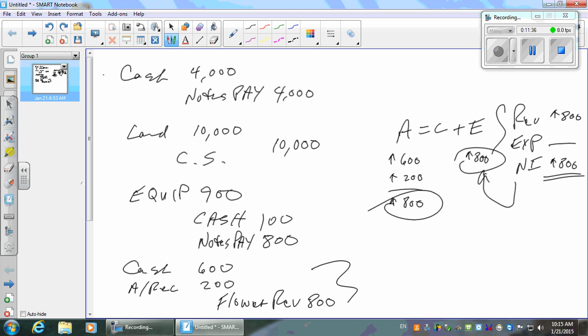How would you answer the question, what happens? Well, you increase assets by 800. Nothing to liabilities. You increased equity by 800. You have to say that, right? Because it did. You increased revenue by 800. Nothing to expenses. Increased net income by 800. I could ask for all those things, and I will. Everybody got it?